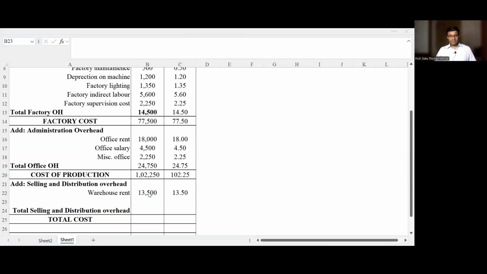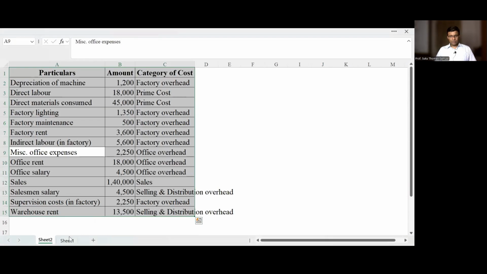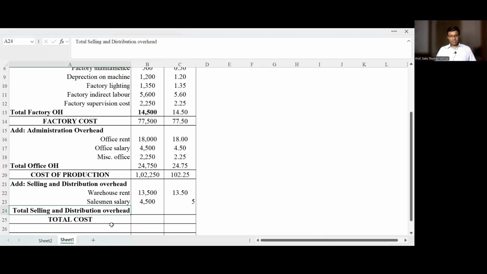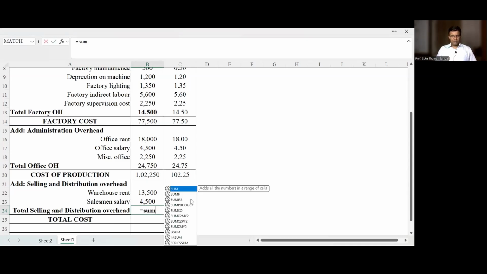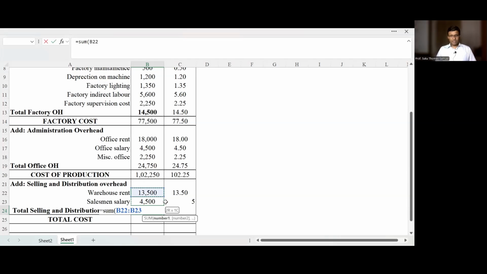Then we have salesman's salary. Salesman's salary is 4,500, so that is 4.5. I'll quickly cross-check with this sheet to see if we have taken everything into consideration. Yes, we have. So let's total this up. 13,500 plus 4,500 works out to be 18,000, so that works out to be 18.